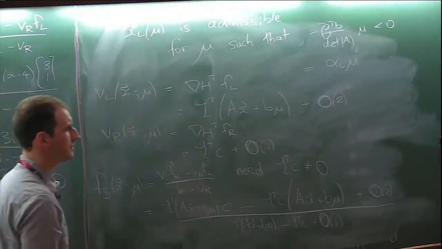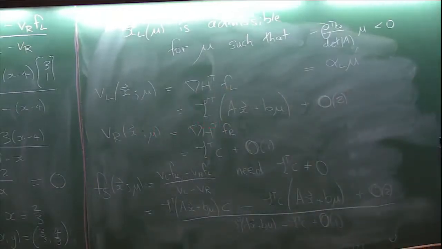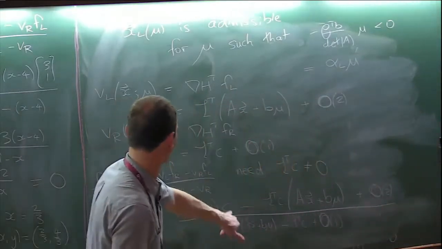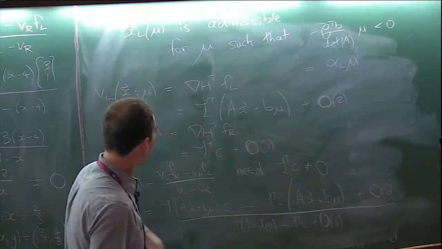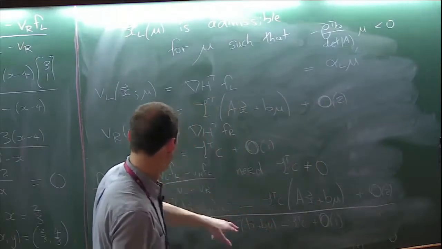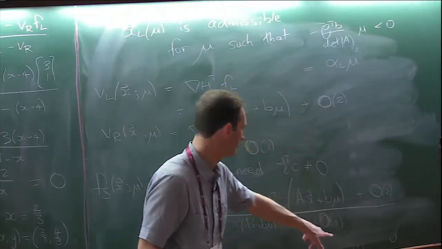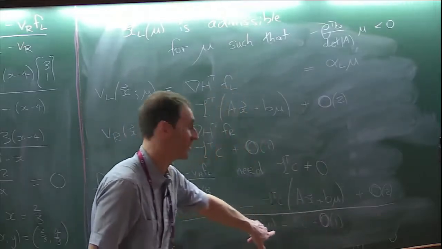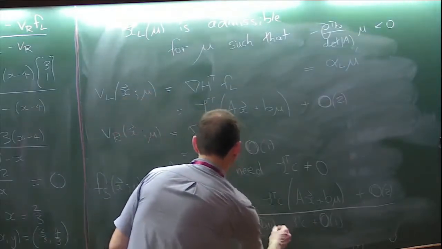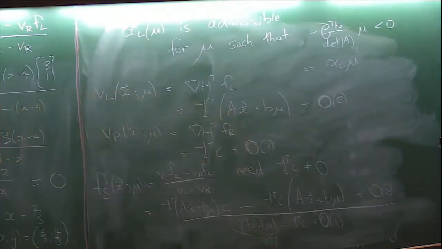Okay, so I've just put everything into the formula for the sliding vector field. One thing you might notice is that when I put in VR, I've got zeta transpose C plus order 1. And so the order 1 here is the same order as VL. So this is a higher order term. I don't need to worry about that.